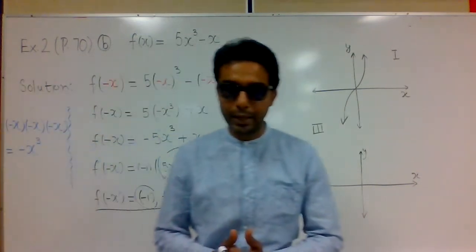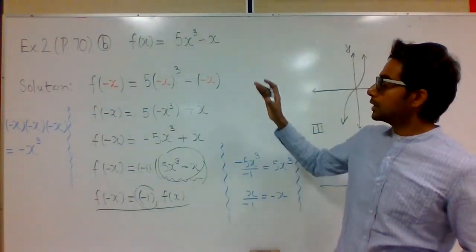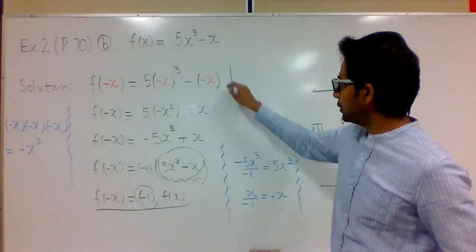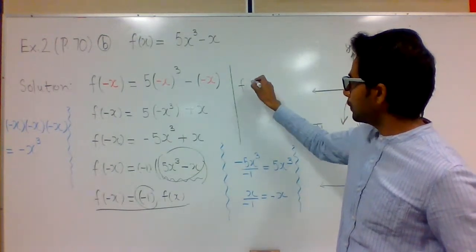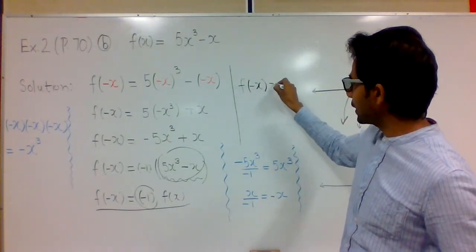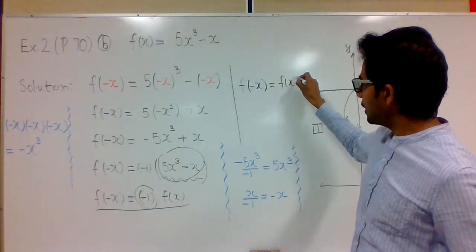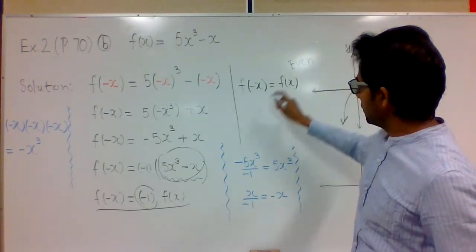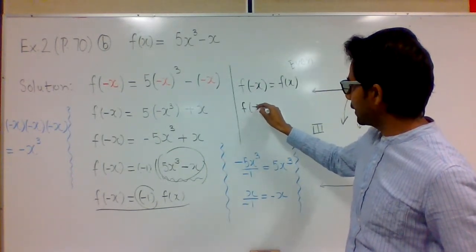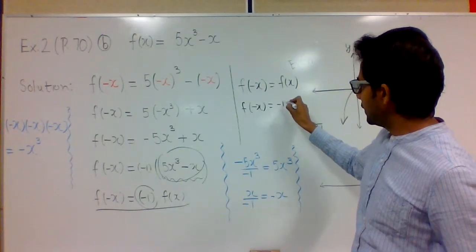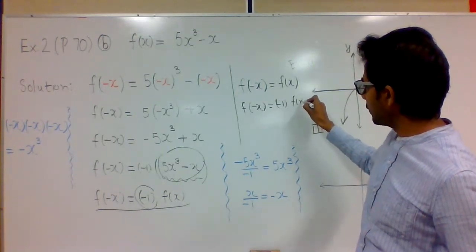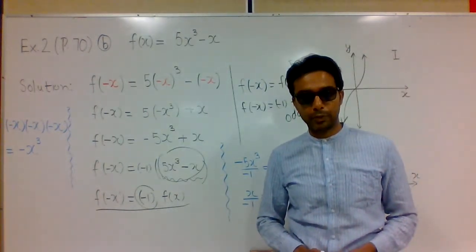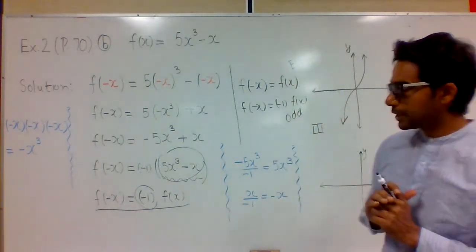When we prove that, it means the given function is an odd function. Remember what it was for the even function. For the even function, we proved that f of negative x equals f of x. Then it is even. But when we prove that f of negative x equals negative 1 multiplied by f of x, then the given function is an odd function. Okay, so we are done with that part.